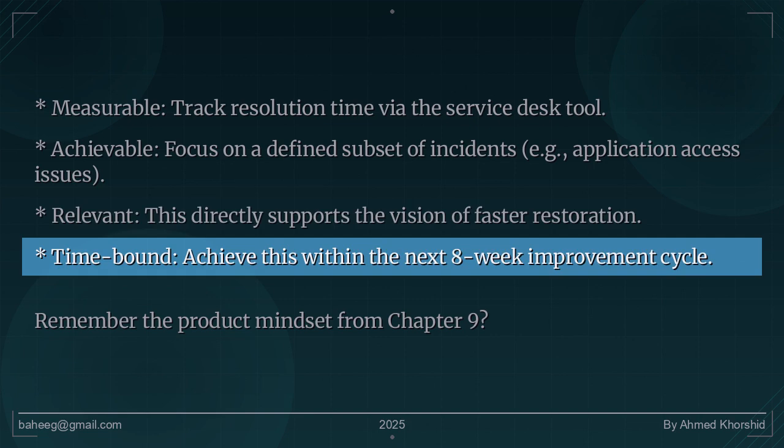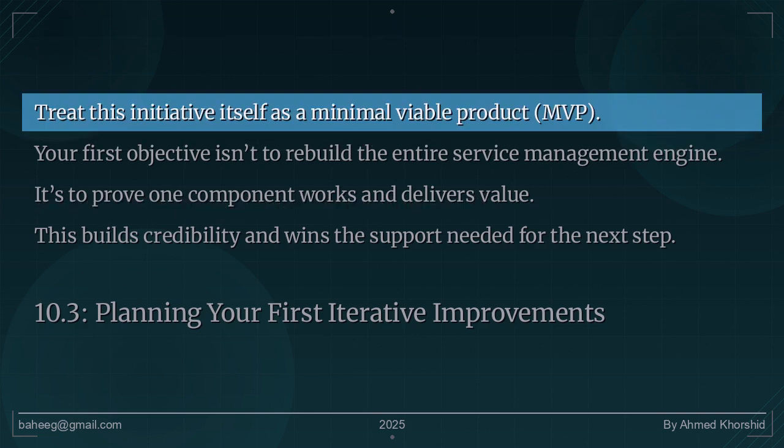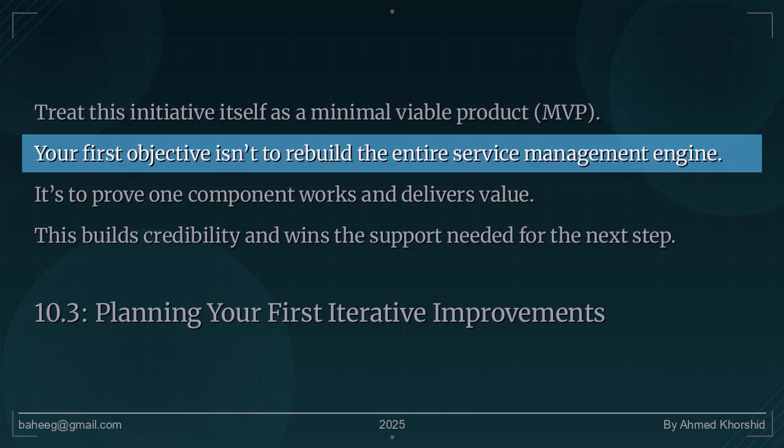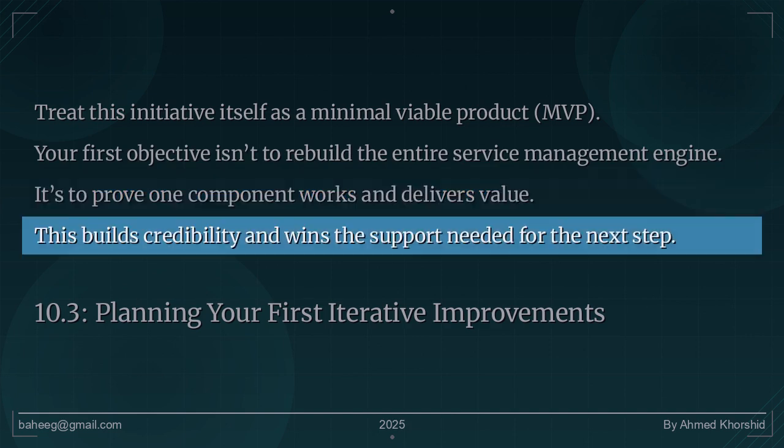improvement cycle. Remember the product mindset from Chapter 9? Treat this initiative itself as a minimal viable product, MVP. Your first objective isn't to rebuild the entire service management engine. It's to prove one component works and delivers value. This builds credibility and wins the support needed for the next step.